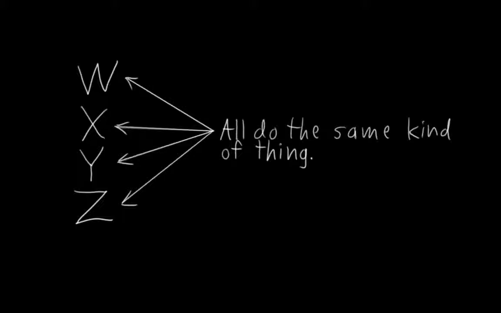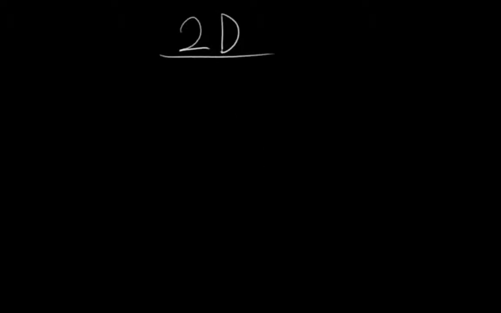It's not like axis angle, where W is the angle and X, Y, Z are the axes. No, with quaternions, all of the numbers do the same kind of thing. But what is that? What do they do? To explain that, I'm going to show how quaternions work in 2D, just for 2D rotations. The way they work in 3D is just a simple extension of that.